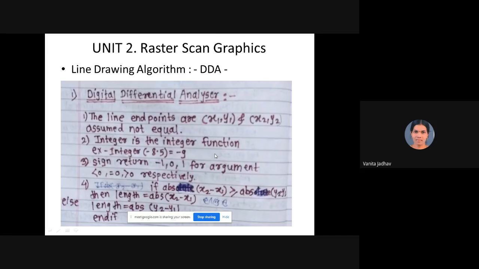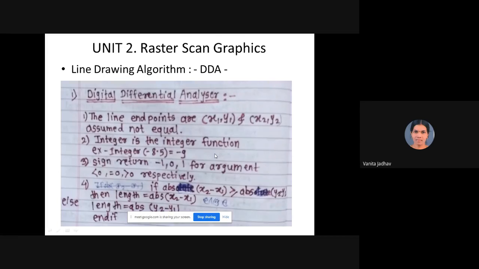-3.4. So it returns -4. Are you getting my point? Yes, ma'am. If we pass -3.4, it returns -4. So -4 is less than -3.4, so that value it extracts. So this is one of the functions which we are using in this algorithm.